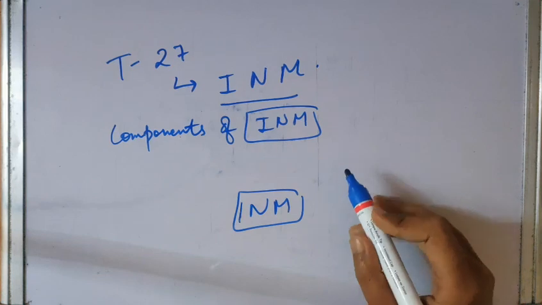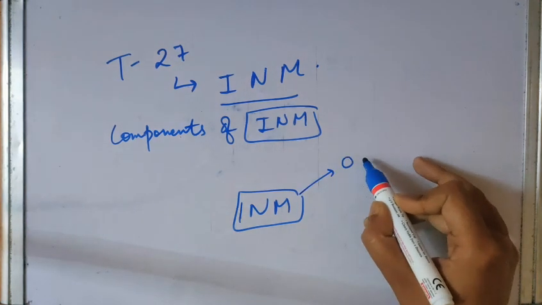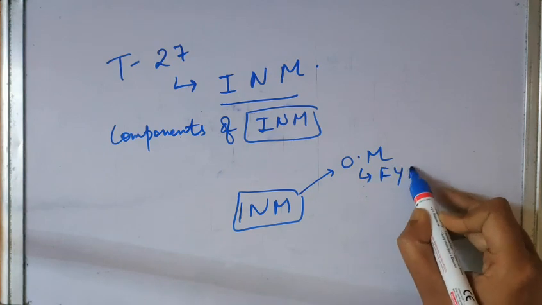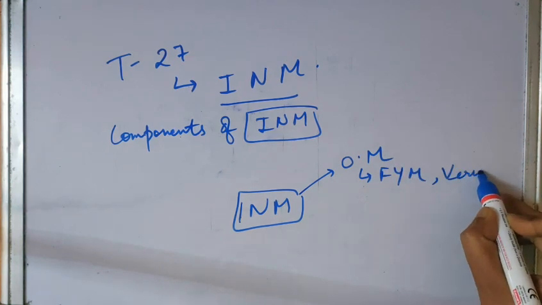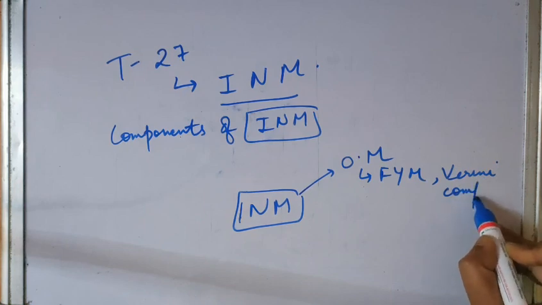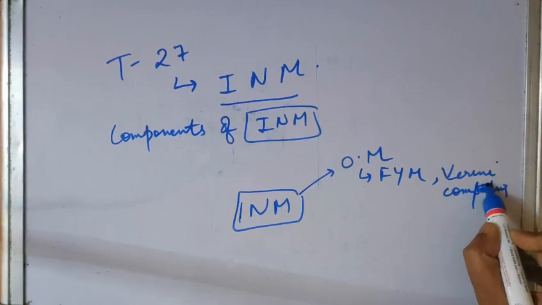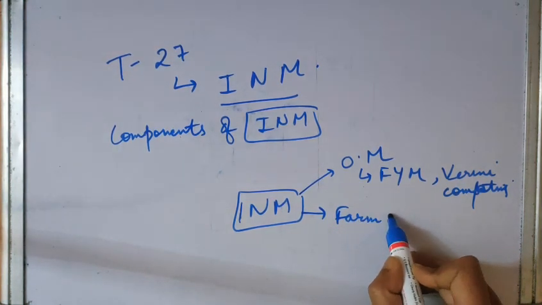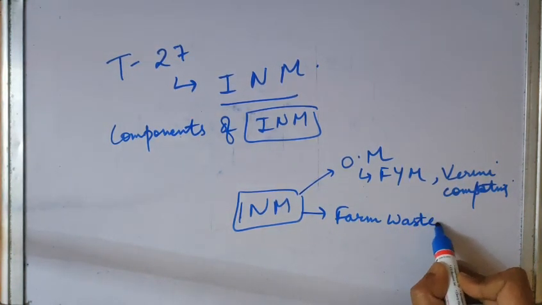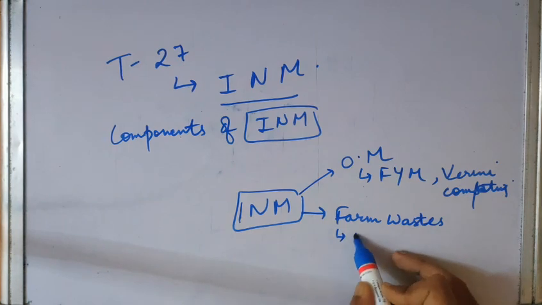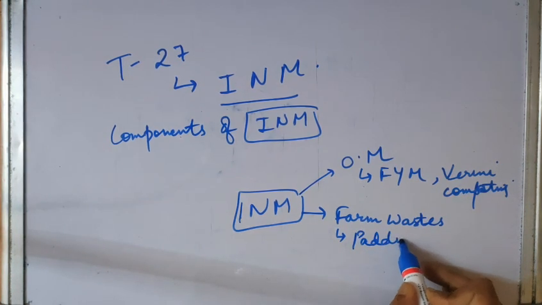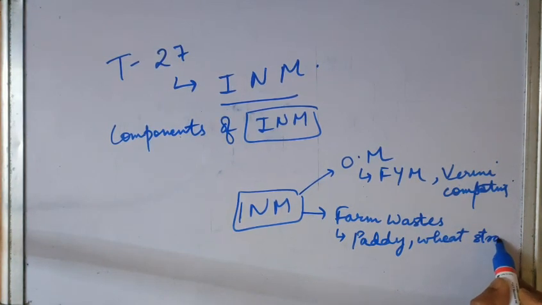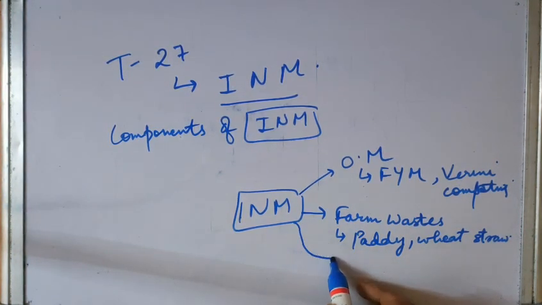First of all, we have got organic manure. Organic manure, example farmyard manure, vermicomposting. We have got farm wastes, like paddy, wheat straw. We have got industrial waste.